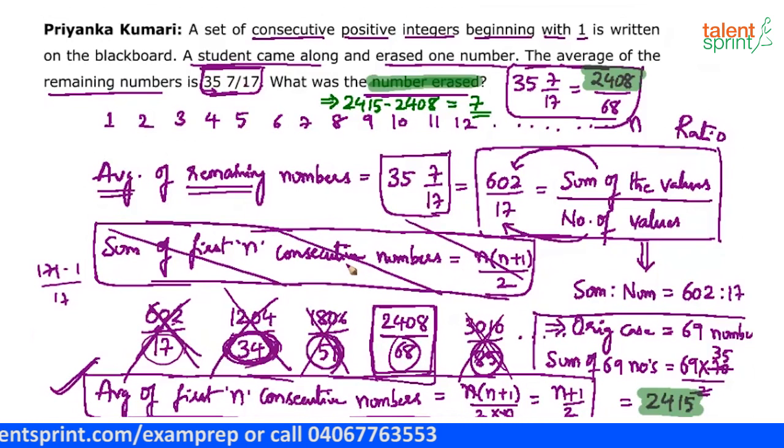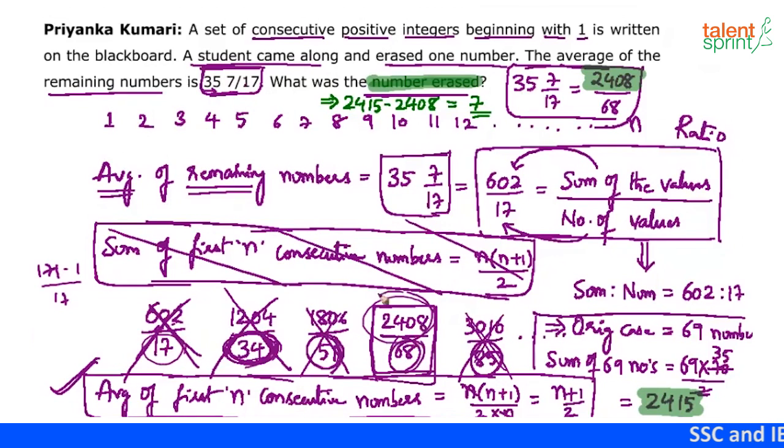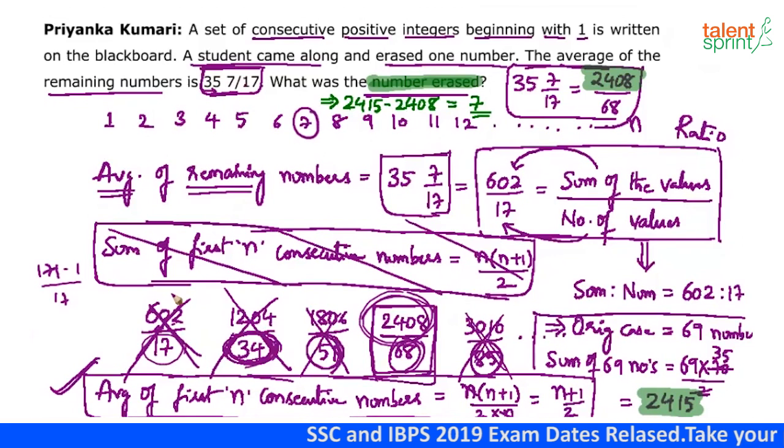Only when you come close to 2408, you find that yes, you're close to the real answer. You're able to follow. Because if there are 68 numbers remaining, totally there are 69 numbers. For 69 numbers, the average is 35. For 68 numbers, he says the average is 35.7 by 17, which means for 68 numbers the total is given as 2408. Only then this average will be obtained, right? And for 69 numbers, the total is 2415. So 2415 minus 2408: 7 is the number that has been removed. You're able to follow. So 7 will be your answer.